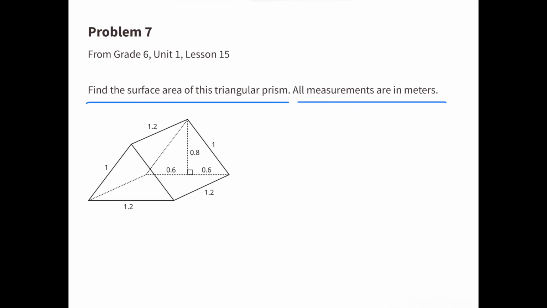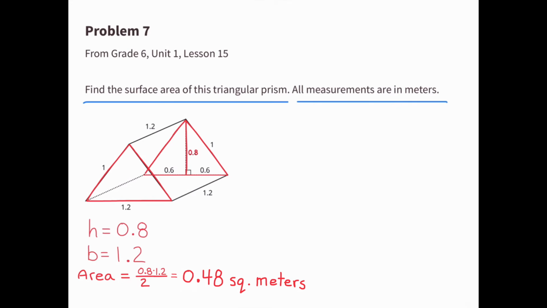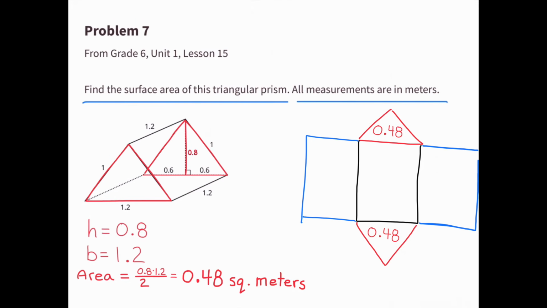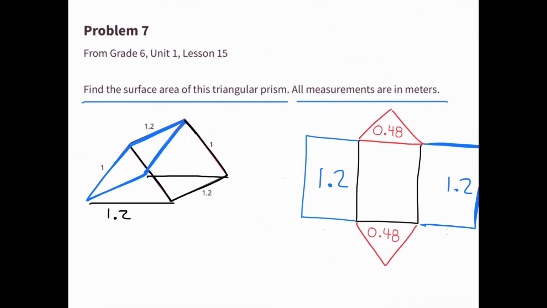Number 7. Find the surface area of this triangular prism. All measurements are in meters. The height of the triangular faces are 8/10 of a meter, and the length of the bases of the triangular faces are 1 2/10 meters. The area would be half of 8/10 times 1 2/10, or 48/100 square meters. Since 1 2/10 times 1 equals 1 2/10, the area of each of these faces is 1 2/10.